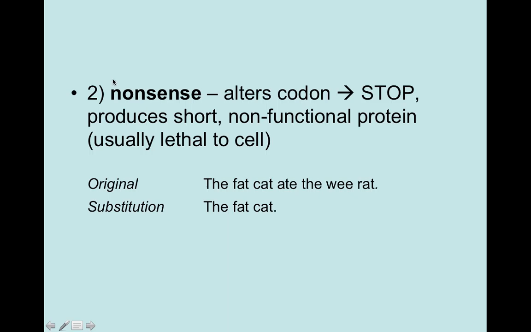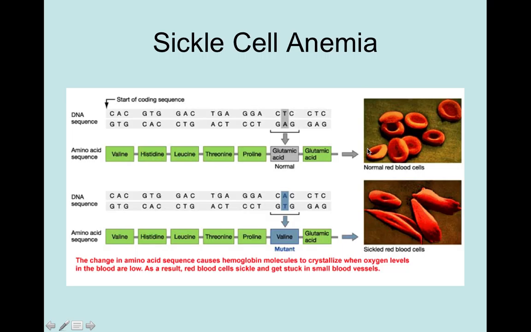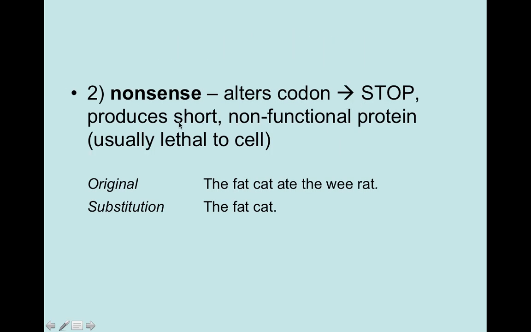The other one, and this is very bad, is a nonsense. A nonsense puts a premature stop codon in there. So it alters the DNA sequence, and one of the substitutions accidentally puts in a premature stop codon. So what happens there is there aren't enough amino acids. It produces a short, non-functional protein. So instead of making the full protein with all these amino acids, each word representing an amino acid, you shorten it up. Normally it's lethal. The protein's going to be non-functional. So this is a horrible substitution.